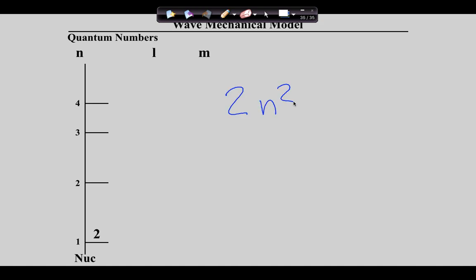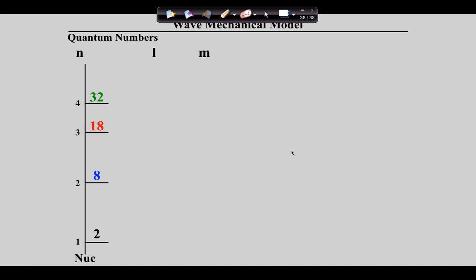2n squared rule, plug in 2. 2 squared is 4 times 2 is 8, and then 18, and then 32. And then it goes up from there. Okay, so now guys, let's move over and let's talk about sublevels.